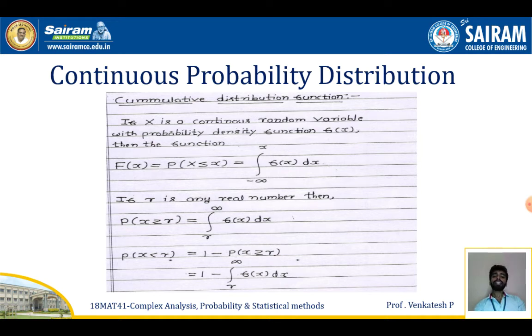If r is any real number, then P of X greater than or equal to r is defined by the integral from r to infinity of f of x dx. If I want P of X strictly less than r, I can take the condition as 1 minus P of X greater than or equal to r. So we can define P of X less than r as 1 minus the integral from r to infinity of f of x dx.